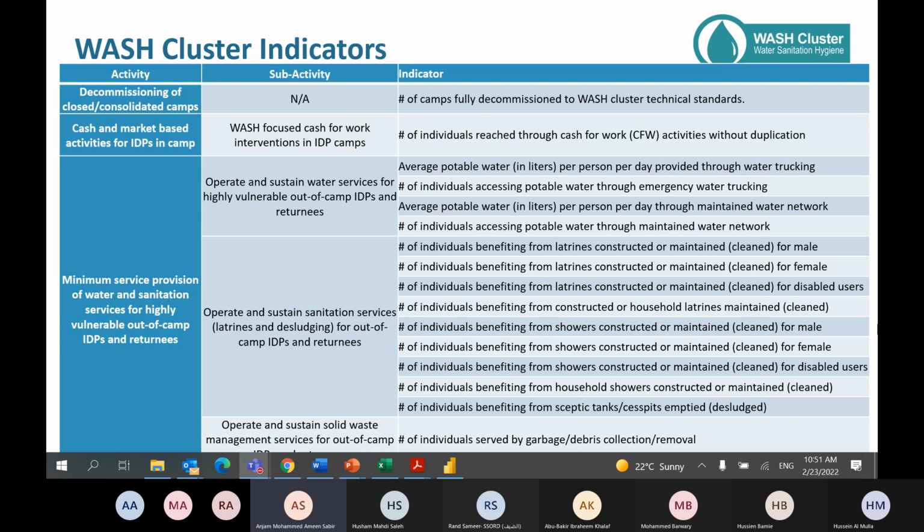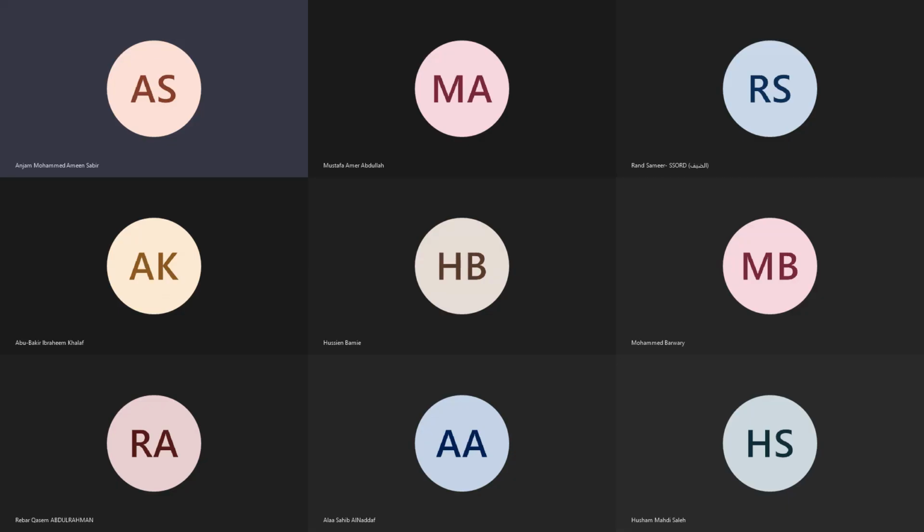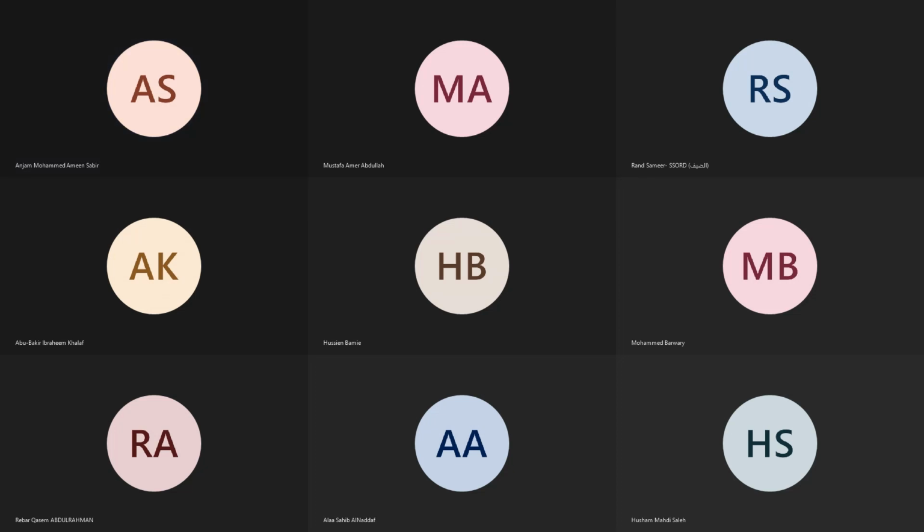The other sub-activity is operate and sustain sanitation services, latrines and dislodging for out-of-camp IDPs and returnees. We have a different set of indicators, which are the number of individuals benefiting from latrines constructed or maintained for male, for female as well.